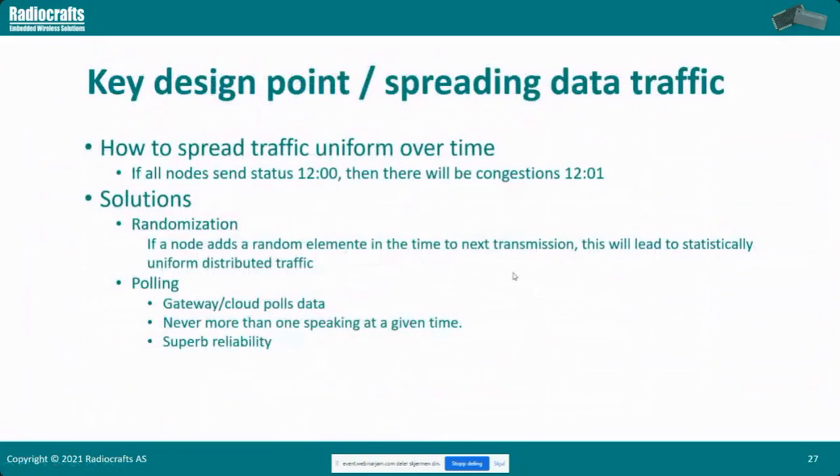Also, a key design point in our design guidelines is to spread the data traffic. Imagine that all nodes want to send their status at 12 o'clock, and you have 500 nodes in your network. Obviously, that will create congestion at the time when you send it. We had other use cases where customers using streetlights wanted to send an alarm if they lose mains power on each lamp. Okay, that sounds nice, but you also have to consider that typically the power goes on all lights at the same time.